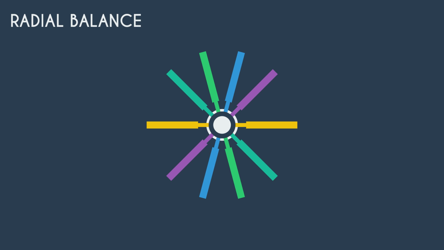Okay, so next up we have radial balance. This is when a series of elements appear around a central point rather than axes. They all emanate from that one single place in the composition.